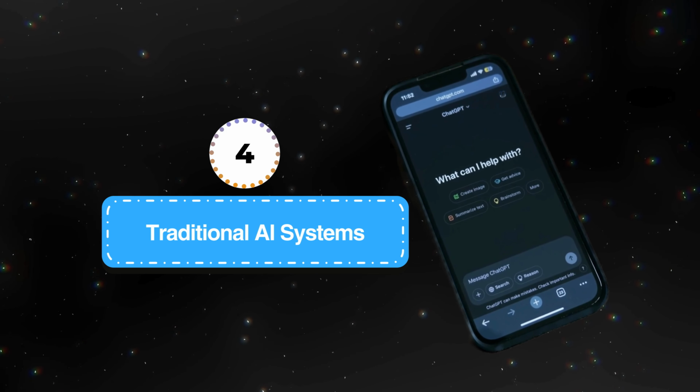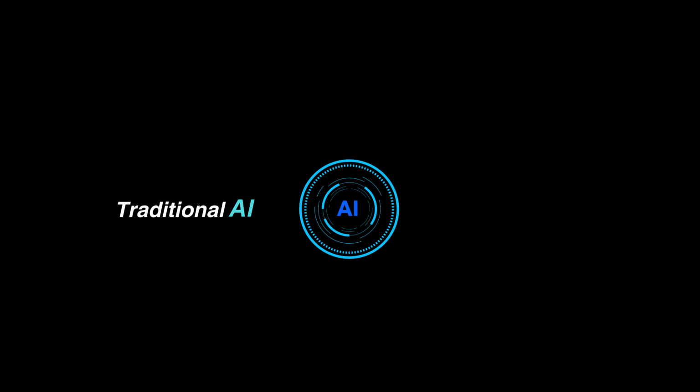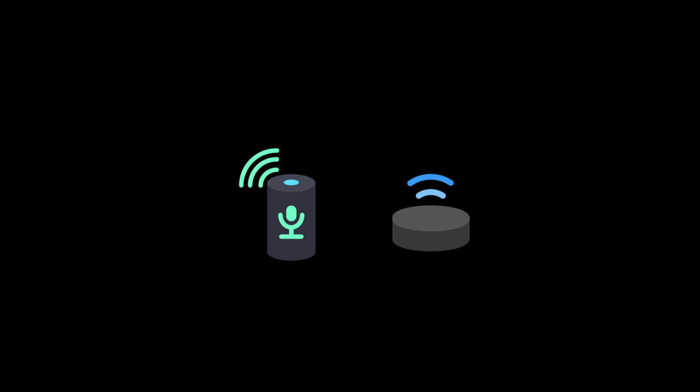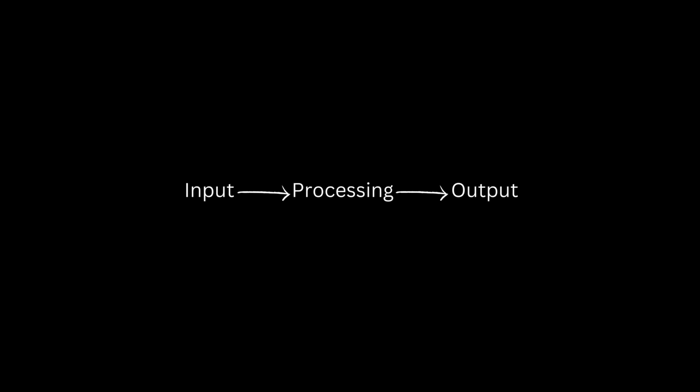Before we dive further into the world of agentic AI, let's start with something more familiar: traditional AI systems. You might be wondering, how is agentic AI different from traditional API-based automation? You've probably interacted with these systems before. Think of a virtual assistant like Siri or Alexa. In traditional AI, everything revolves around one thing, that is, input and output.